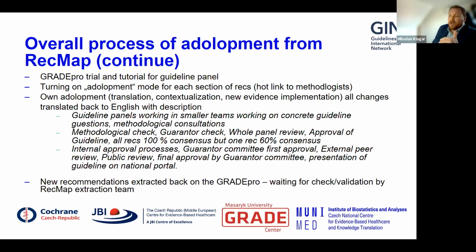So first, our guarantee committee, national guideline project, that is the first approval. Then there is an external peer review process. Then we have a public review. All relevant stakeholders are invited to look at the guideline and make critiques and comments. And then there is a final approval by the guarantee committee. And this is exactly where we are.